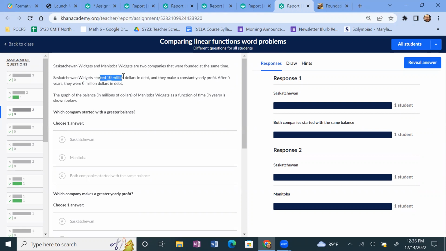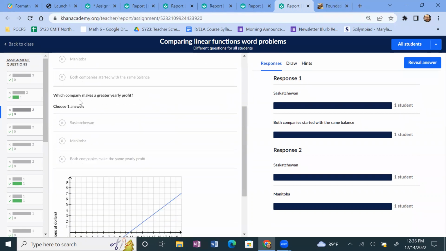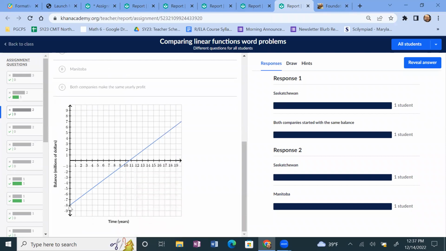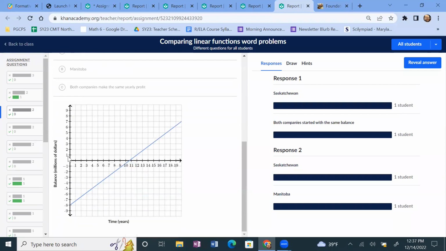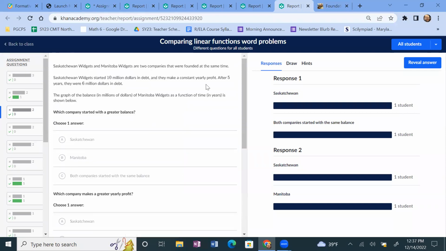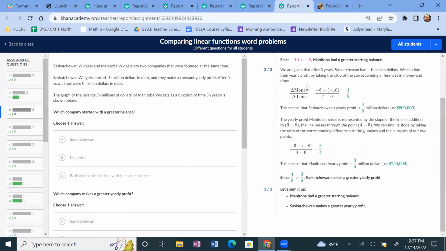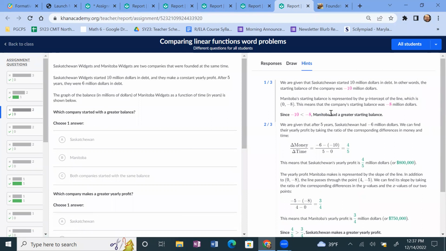So these guys started with that in debt. After 5 years, they were that in debt. Where's the other company? Oh, the graph. So there's a graph. So they started with negative $8 million, and these guys started with negative $10 million. So then the answer would be that Manitoba has the greater starting balance because -8 is greater than -10.